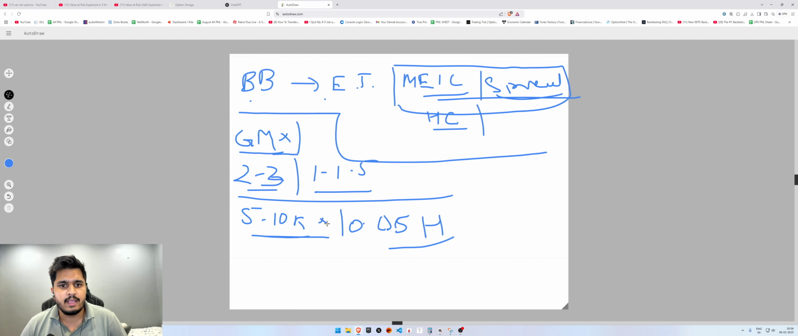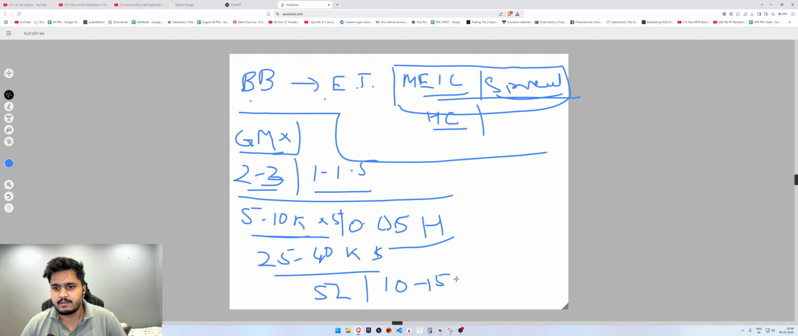So if you want to do 5 lots, it's going to be 25 to $40,000 to run just 5 lots, and these 5 lots are not going to make you much. They're probably going to make you 10 to 15% a year. Plus, you cannot run this entire thing.